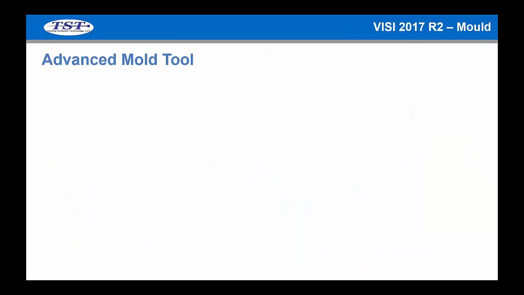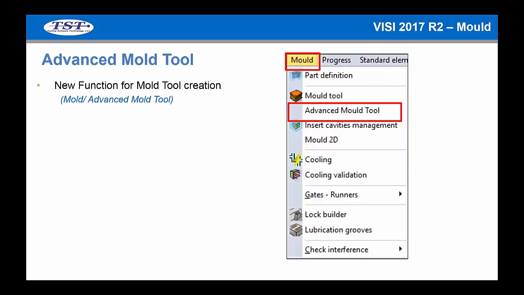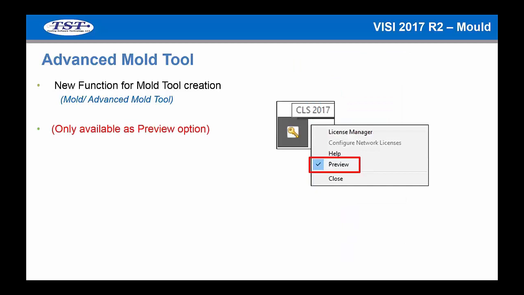Also here is going to be the advanced mold tool. R2 is going to see the introduction of phase 1 of this new mold tool module. It's based on a consolidated assembly manager technology, assembly NG, which is the underlying engine for it. The new mold tool benefits from the experience and stability achieved on this engine in recent years. So it'll be a new function for the mold tool. It'll be under mold, advanced mold tool. Currently it is in the preview status. So both the reverse engineering and this are in the preview status.